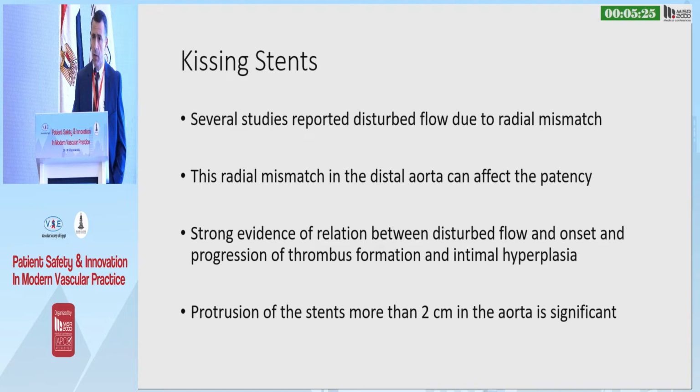And several studies found that the disturbed flow causes recirculation, mainly due to radial mismatch, which is defined as the difference between the diameter of the stent and the diameter of the aorta, and the dead space that happens outside the stent and causes the recirculation. This disturbed flow and recirculation can trigger the onset and progression of atherosclerosis, thrombus formation, and intimal hyperplasia. This is worse and more significant when the stents extend for more than 2 centimeters in the distal aorta.